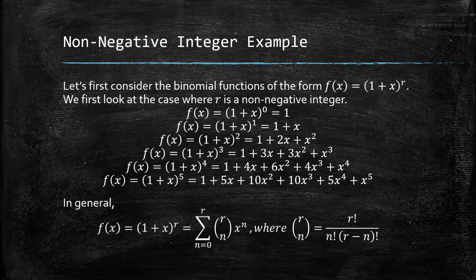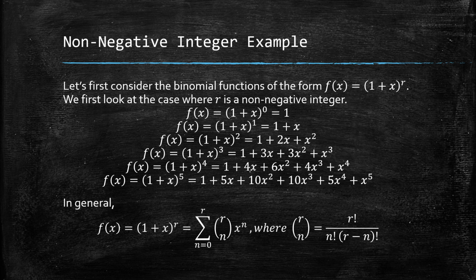Going through the cases, what if r is 0, 1, 2, 3, 4, 5? So f of x for the first one would be 1 plus x raised to the 0, which is equal to 1. Then f of x equals the quantity 1 plus x raised to the first, which would just be 1 plus x. The next one would be f of x equals 1 plus x, that quantity squared, which is 1 plus 2x plus x squared. Then f of x is equal to the quantity 1 plus x raised to the third, which is 1 plus 3x plus 3x squared plus x cubed.